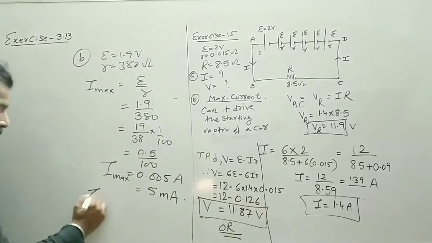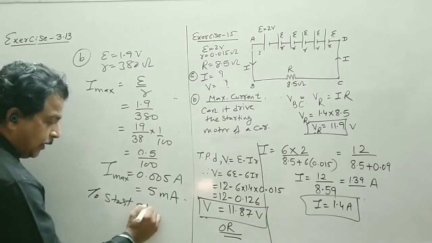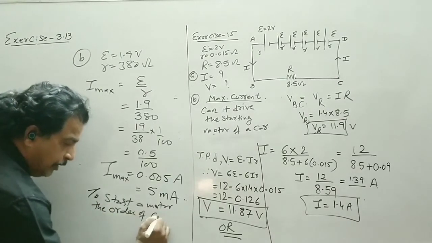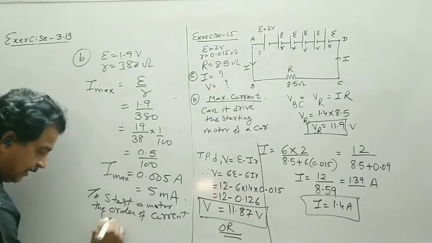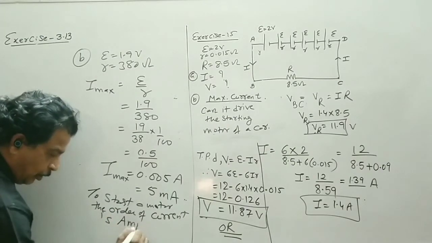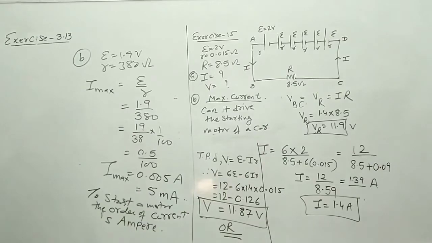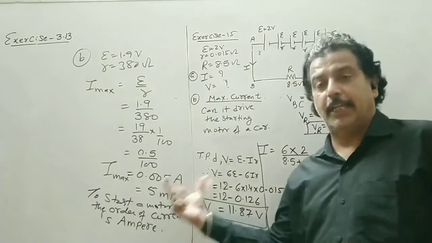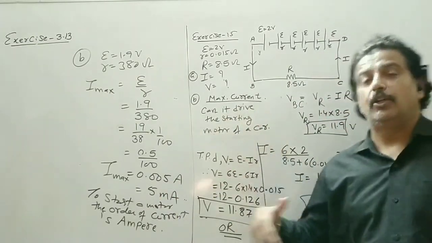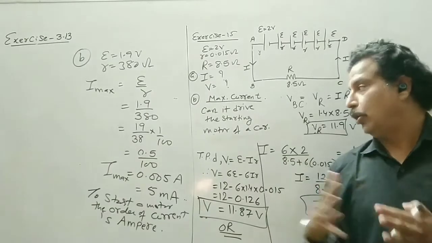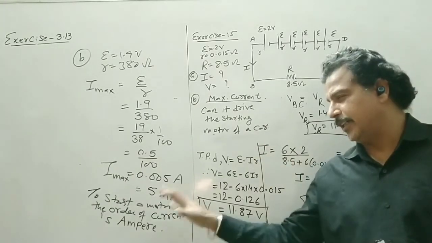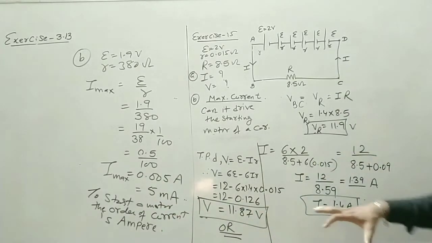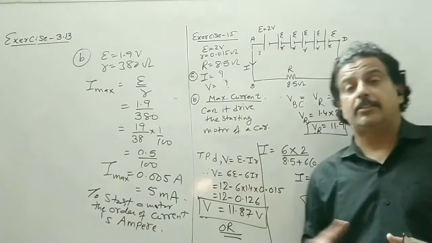But to start a motor, the order of current is ampere. So this much current is very less, so it cannot drive or start the motor of a car, because the current is extremely low. The order is milliampere. So this is all about charging and discharging of the cell.